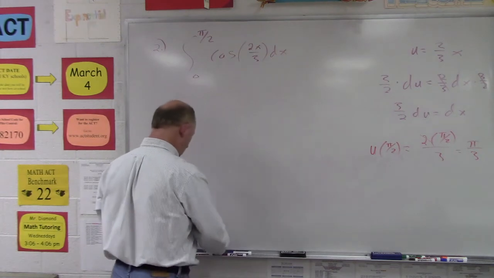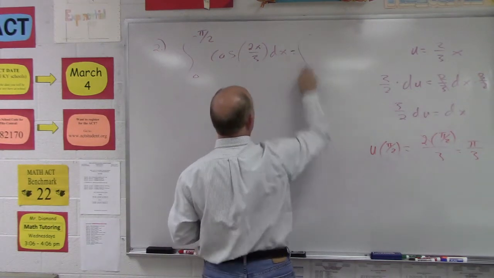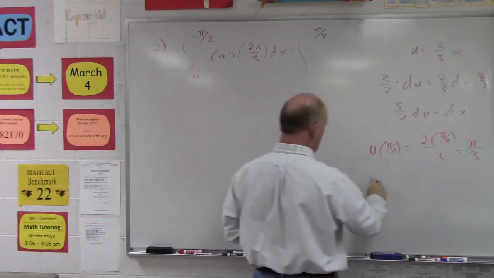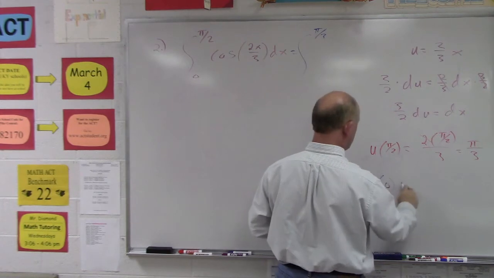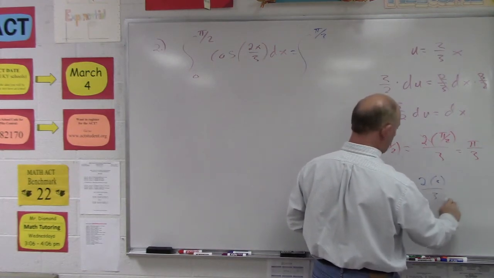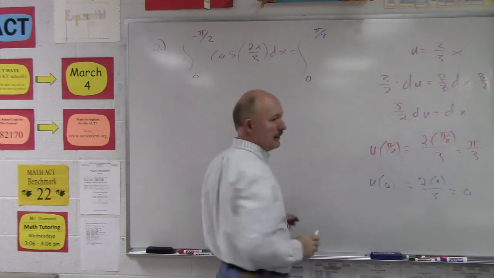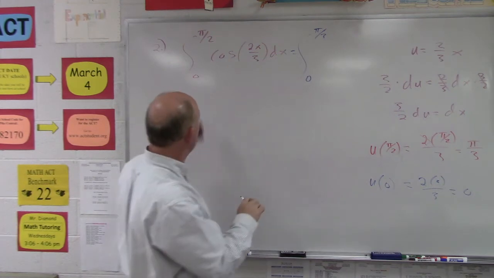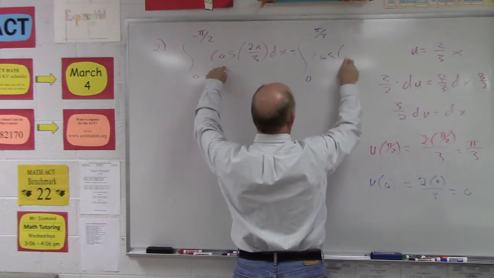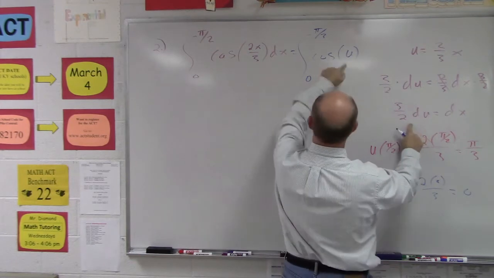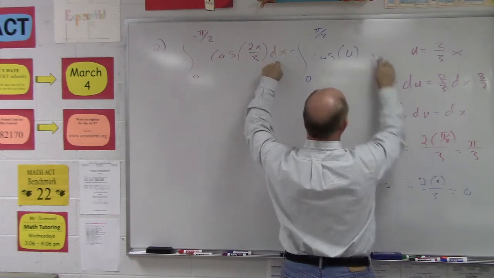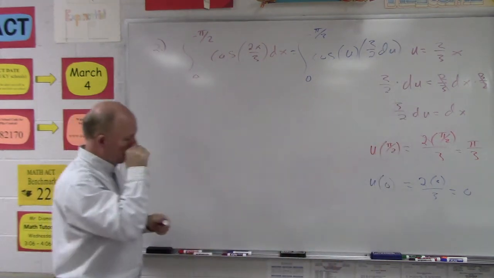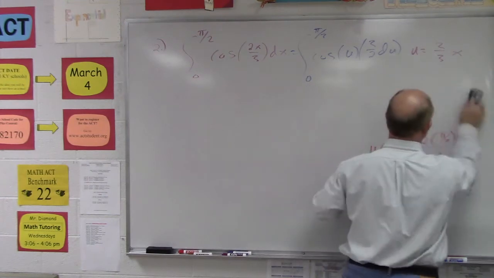So as we set up our new integral now, our upper bound will be pi over 3. Okay, let's do the lower bound. This will be u of 0, which would be 2 times 0 over 3 or just 0. So the lower bound is still 0. And this will be cosine u times, now dx, let's replace the dx with 3 over 2 du. So this will be 3 over 2 du. And I think this here I can erase now.